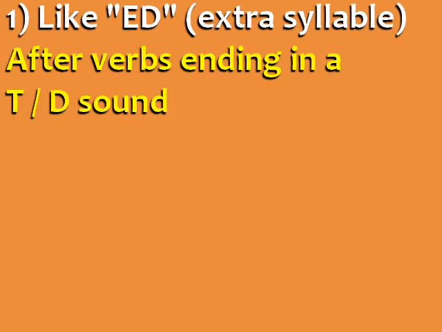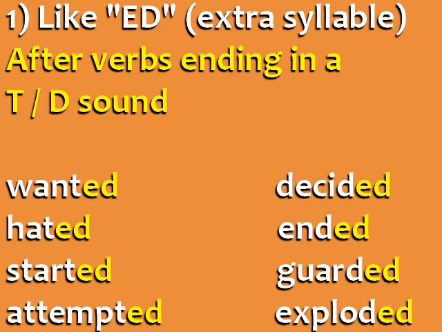ED is pronounced like "ed" with an extra syllable after verbs ending in a T or a D sound. For example, wanted, hated, started, attempted, decided, ended, guarded, exploded.